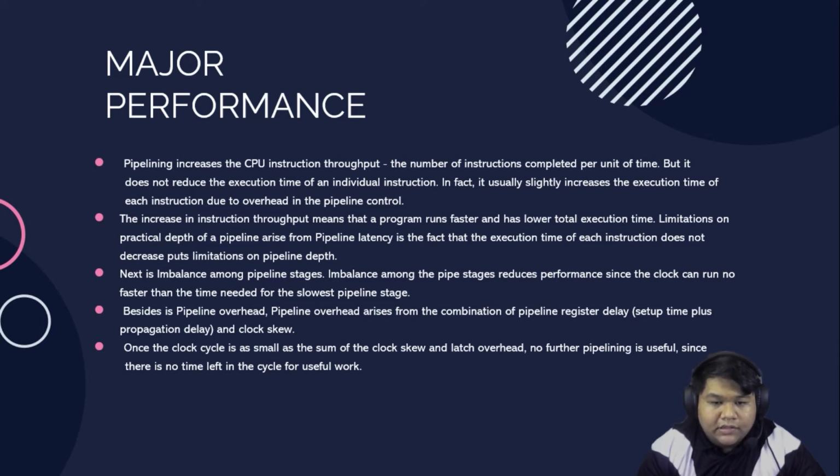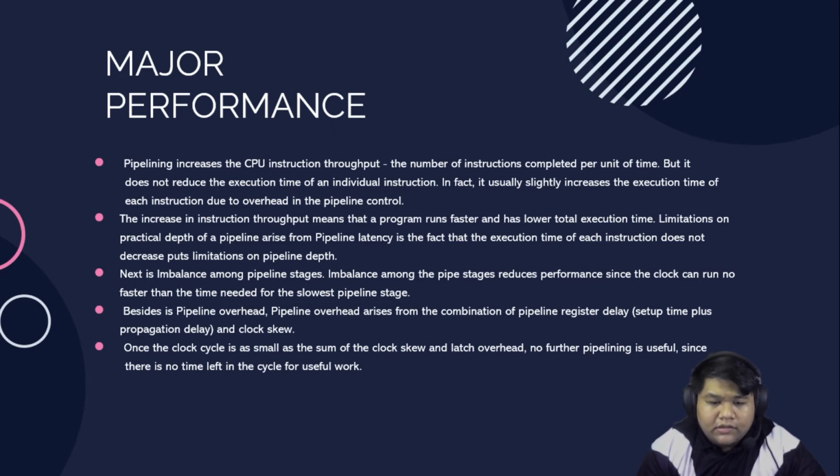Limitation on practical depth of a pipeline arises from pipeline latency: the fact that the execution time of each instruction does not decrease puts a limitation on pipeline depth. Next is imbalance among pipeline stages. Imbalance among the pipeline stages reduces performance since the clock can run no faster than the time needed for the slowest pipeline stage. Besides, there is pipeline overhead.